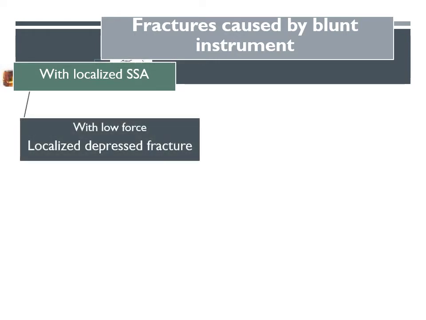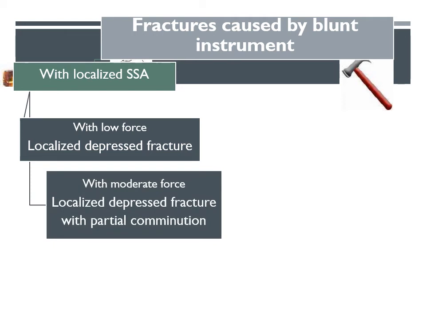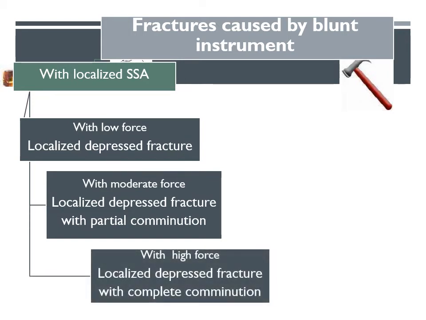The force may be low, causing localized depressed fracture, or moderate force causing localized depressed fracture with partial comminution, or high force causing localized depressed fracture with complete comminution. The meaning of comminution is loss of bone: complete loss of bone makes a localized depressed fracture with complete comminution, and partial loss of bone causes a localized depressed fracture with partial comminution.